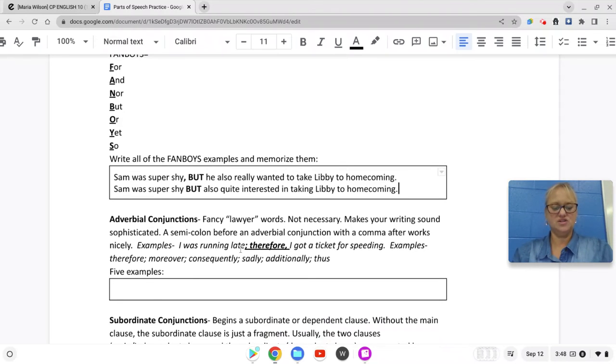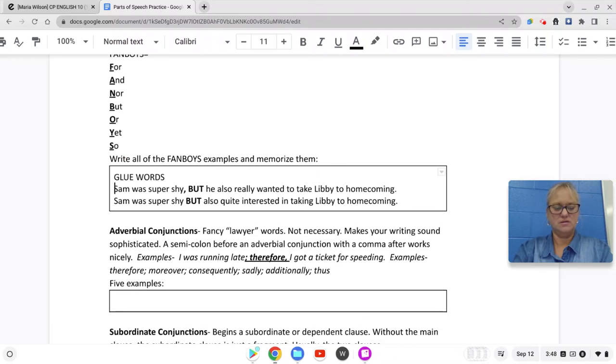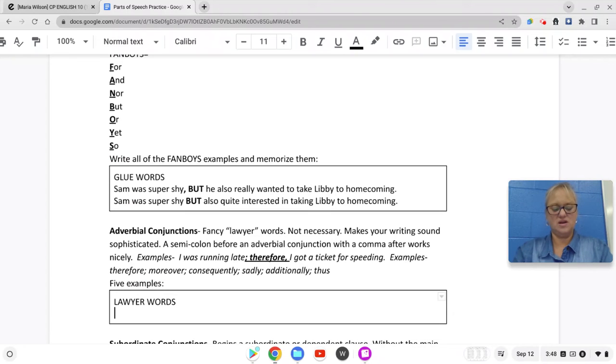An adverbial conjunction I call lawyer words. So these are, I call these glue words because it glues together two phrases or clauses. I call these lawyer words because it's what a lawyer might say. Consequently, therefore, moreover, thus, in conclusion. And this is my favorite way to punctuate this kind of sentence. It's just super sophisticated and it makes me really happy.